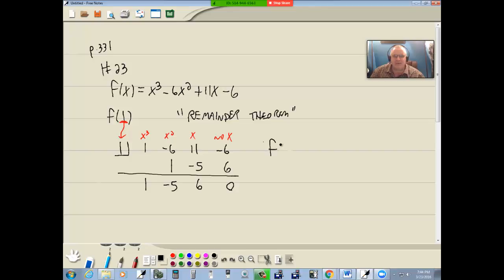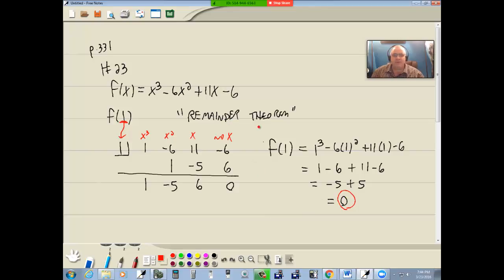Well, let's evaluate it like we have before. F of 1, when you evaluate a function, you put 1 in everywhere you have an x. So I have 1 to the third minus 6 times 1 squared plus 11 times 1 minus 6. 1 to the third is 1, minus 6 times 1 squared is 6, plus 11 times 1 is 11, minus 6. That gives us negative 5 plus 11 minus 6, which is 5 minus 6, and negative 5 plus 5 is 0. Now our answer is 0.